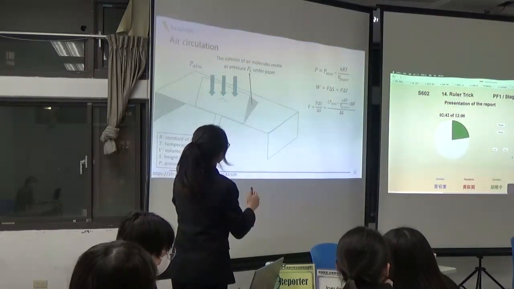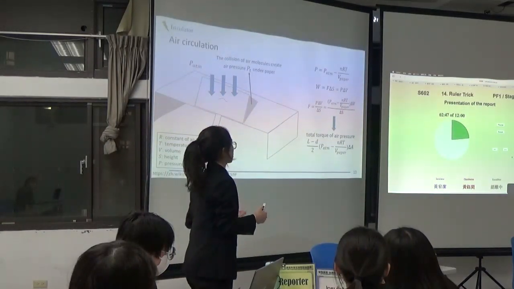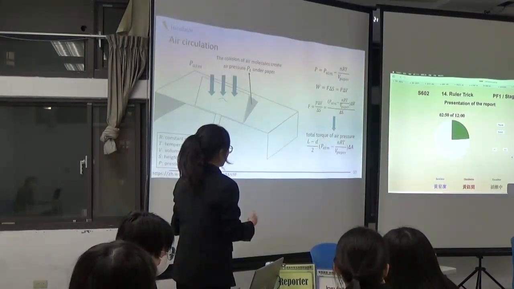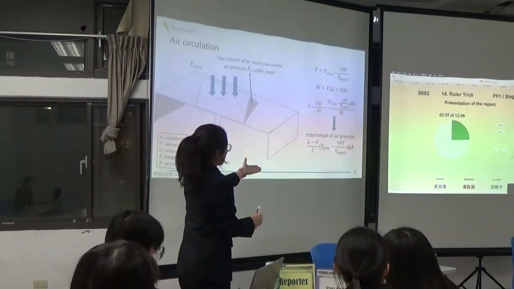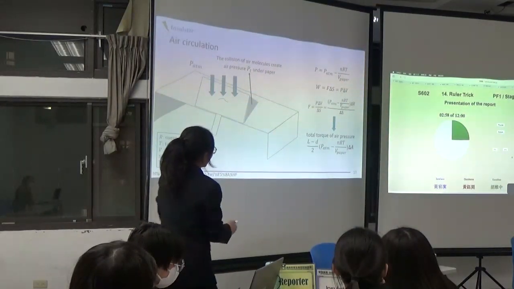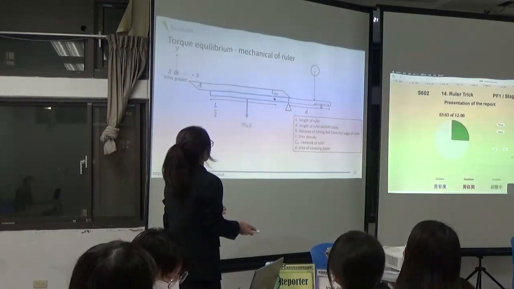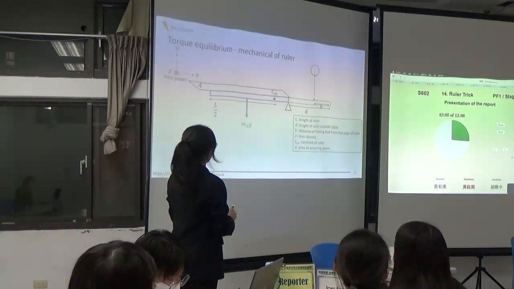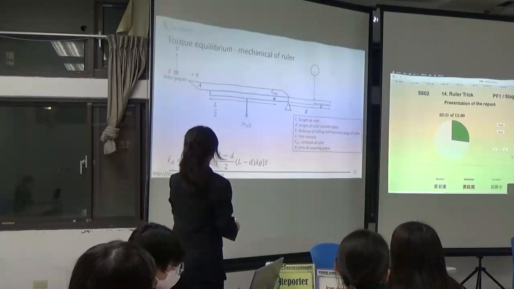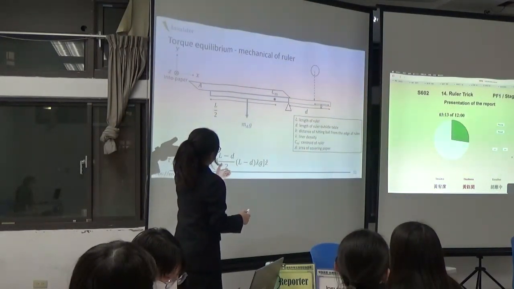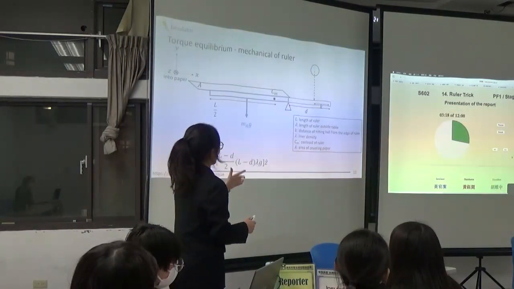Next, we use W equals F delta S equals P delta V, and we get the total torque of air pressure, with the arm (L minus D) divided by 2. We choose this part of the ruler, find its centroid, and multiply by the pressure on it to get a torque, where delta I comes from delta V divided by delta S. Here is the torque equilibrium mechanics of the ruler. First, the left part of the ruler, which is on the table: (L minus D) divided by 2, as mentioned, is the centroid of this part of the ruler, and (L minus D) times the linear density will be the weight of the ruler.